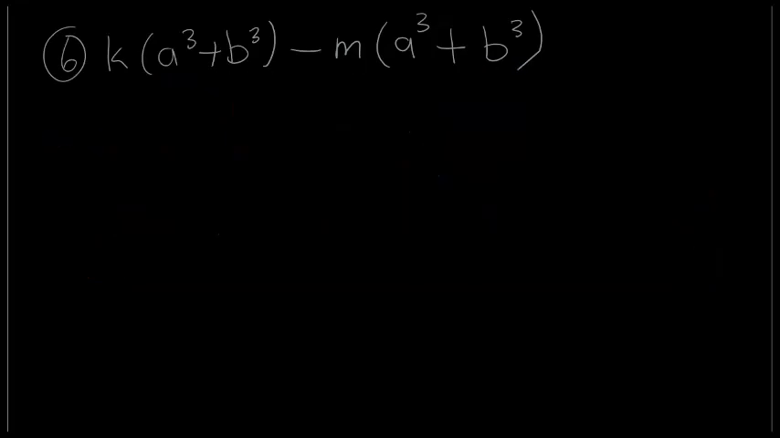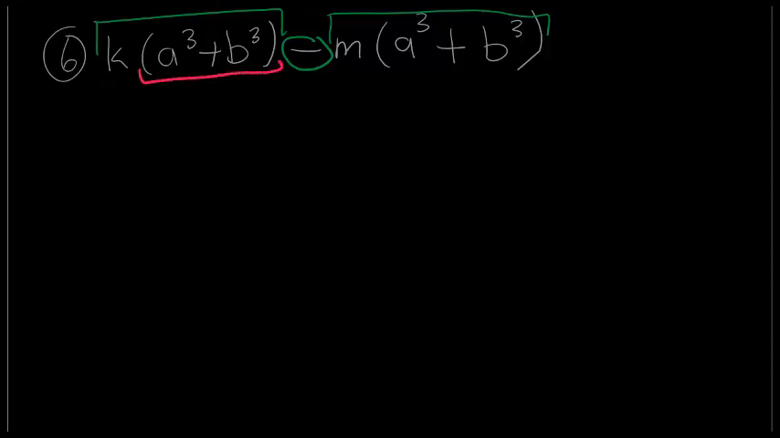Question 6, we've got k(a³ + b³) − m(a³ + b³). So we easily notice that we've got two terms, right? Our first term and our second term, and our terms are separated by the plus and the minus sign. In our two terms, what is the common factor? Our common factor is the bracket, that is a³ + b³.